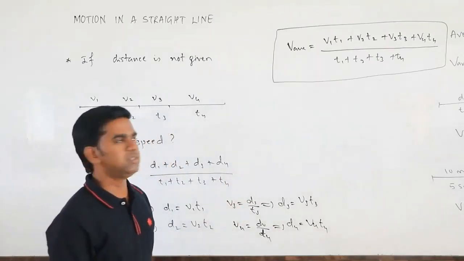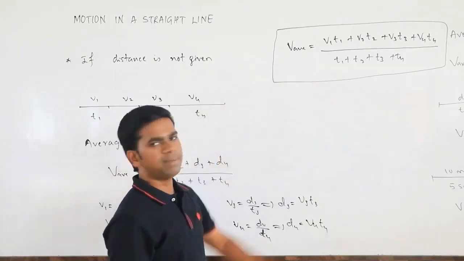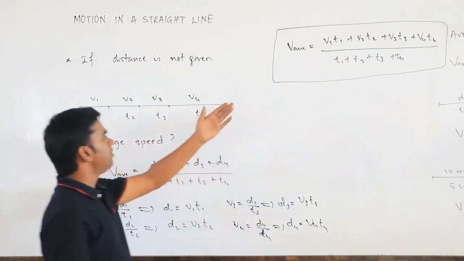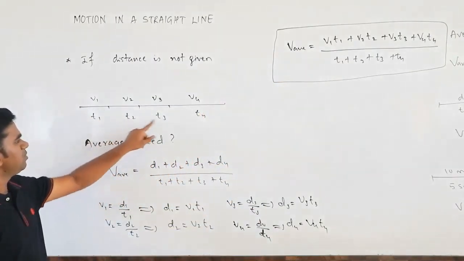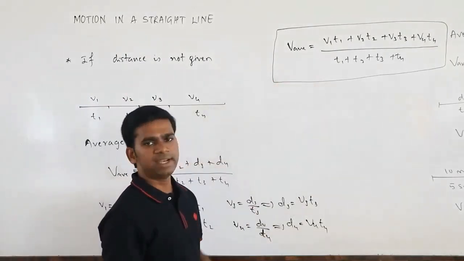Time average speed means we are writing this speed only in terms of time and velocity. Okay. So now it is simple. You know t1, t2, t3, t4, v1, v2, v3, v4, so you can substitute the values and you will get the answer.